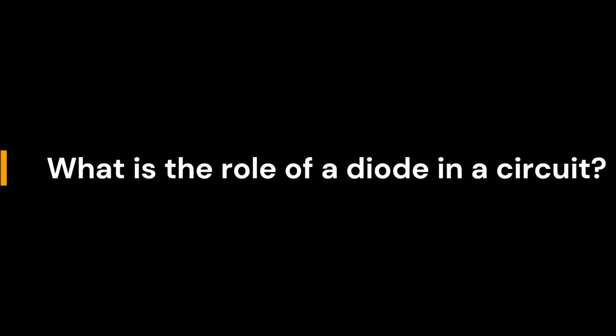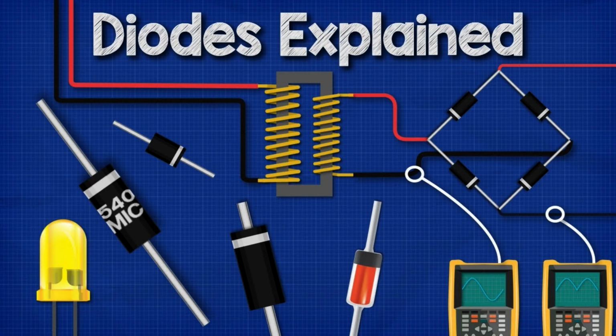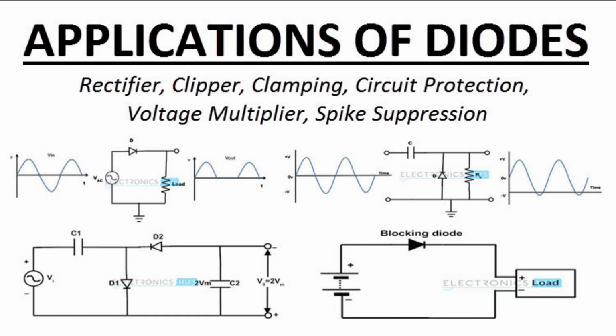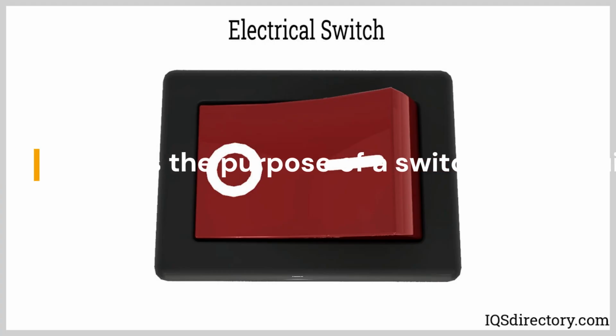What is the role of a diode in a circuit? A diode is a semiconductor device that allows current to flow in one direction only. It is used as a rectifier to convert AC to DC. What is the purpose of a switch in a circuit? A switch is used to open or close a circuit, controlling the flow of current.